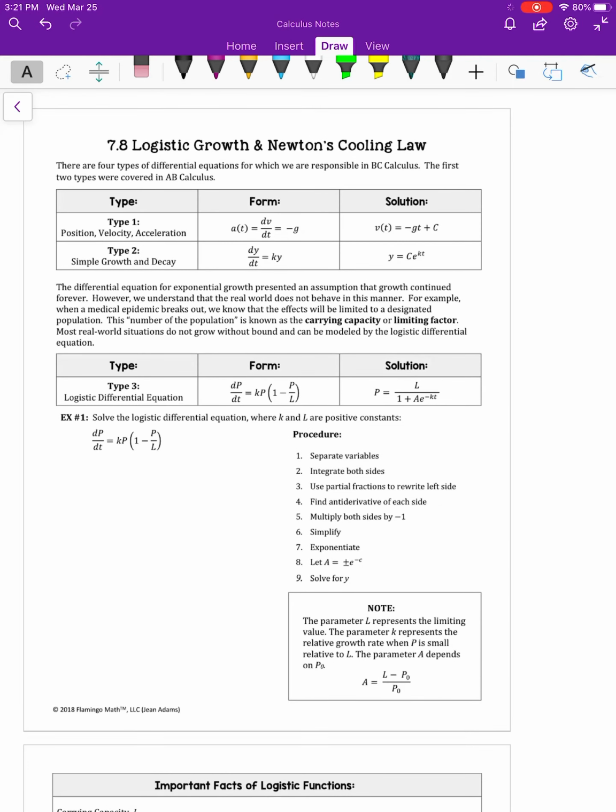7.8, Logistic Growth and Newton's Law of Cooling. There are 4 types of differential equations for which we're responsible in Calc BC.